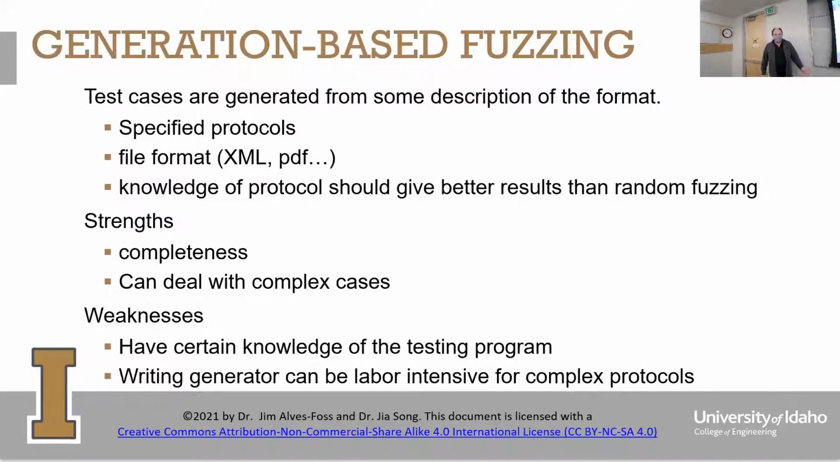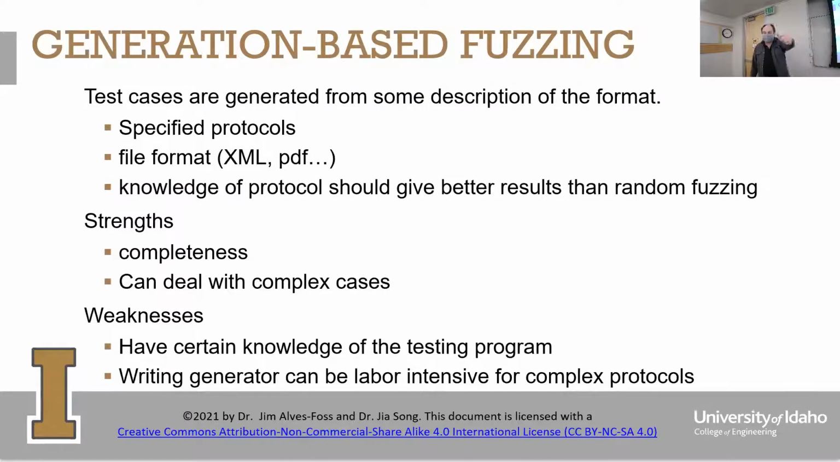The generation-based fuzzing, test cases generated, like I said, from some description of the format, maybe a specified network protocol, maybe a file format like XML, PDF, MP4, whatever. Knowledge of the protocol should give you better results than pure random fuzzing. The biggest problem we have with fuzzing is the program says, yeah, that's not a valid input, terminate, or sends you an error message. And basically you're wasting cycles, you're wasting time trying to figure out what to do.